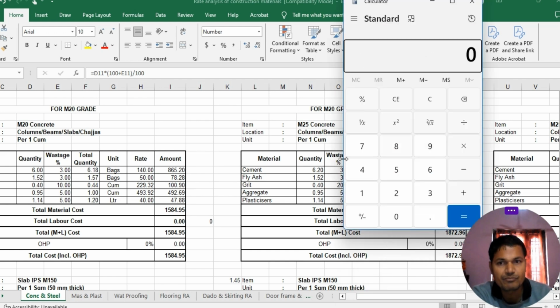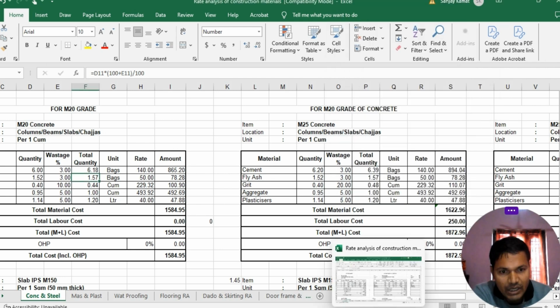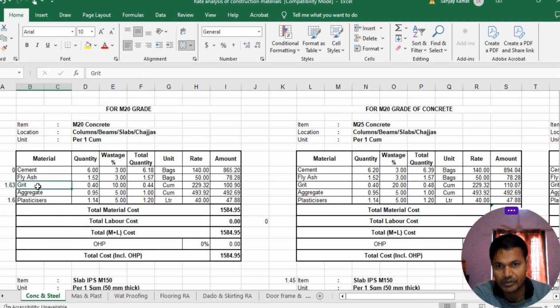Okay. So 1.57 into 50, if you do, then how much will it come? Approximately 78. Okay, this much only. Now for the grit, how much quantity will we take? 0.40. Okay, 0.40 volume only, not 1 kg, not 2 kg. We take only 0.40 quantity volume.